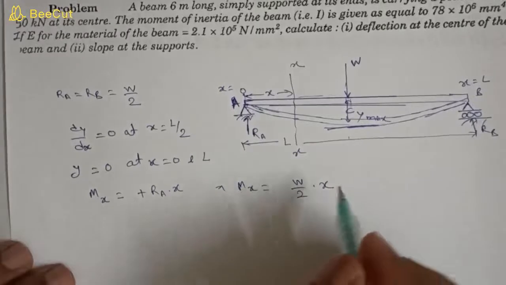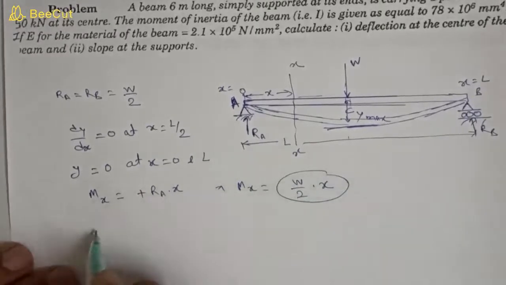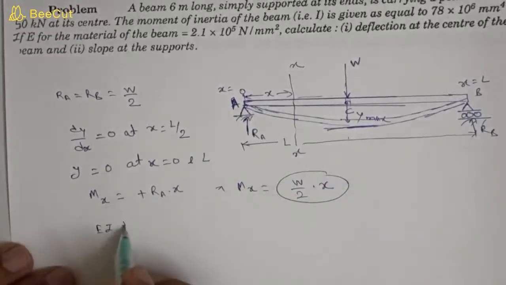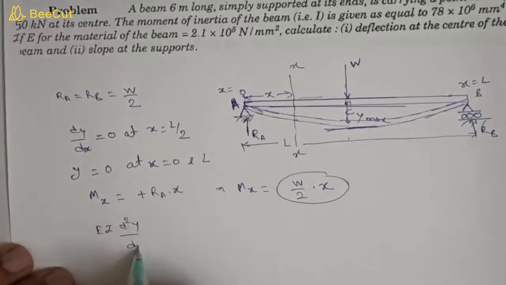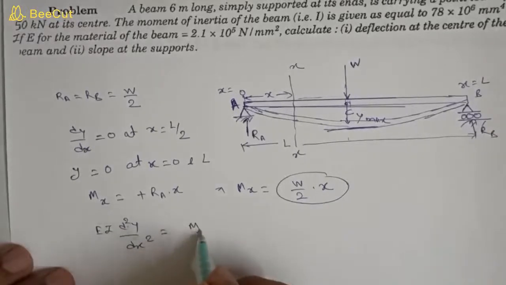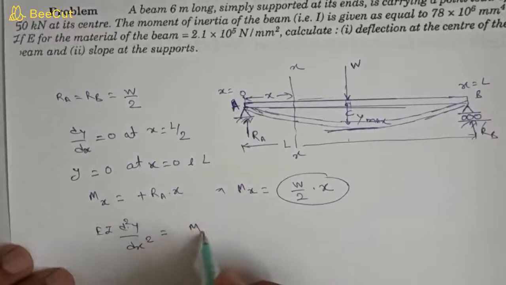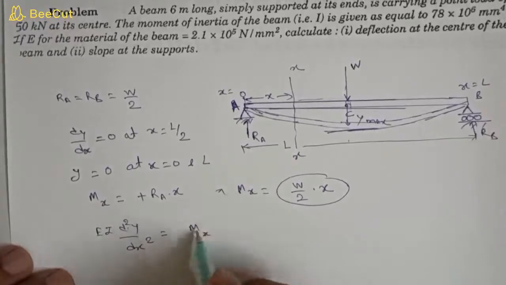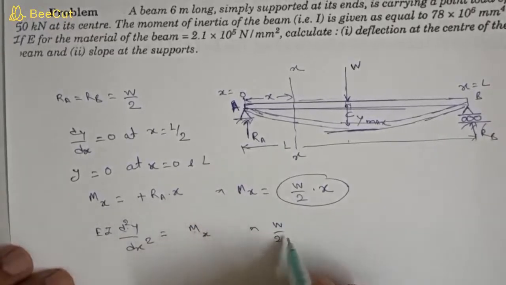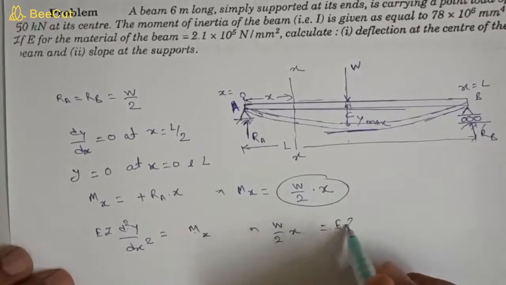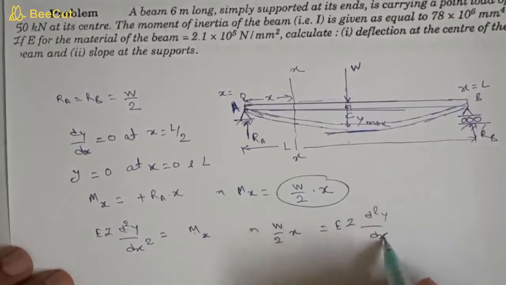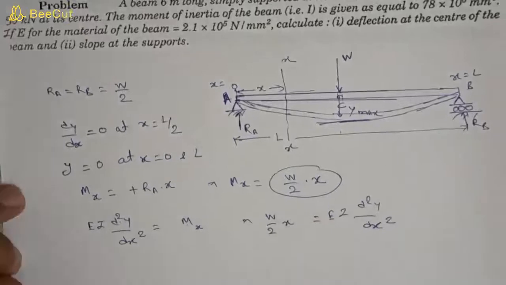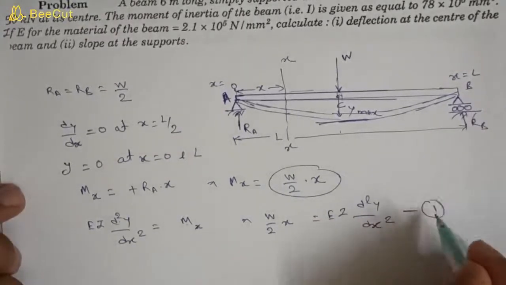Now we know that the bending moment is this one, and EI d2y by dx2 is equal to M also. So we will equate these two, this one and this one. So W by 2 x is equal to EI d2y by dx2. So this is equation 1.